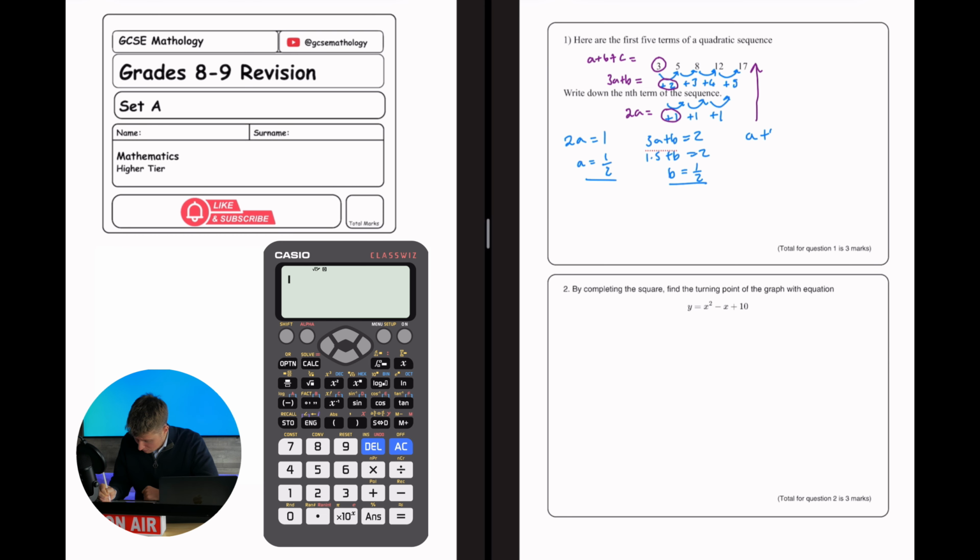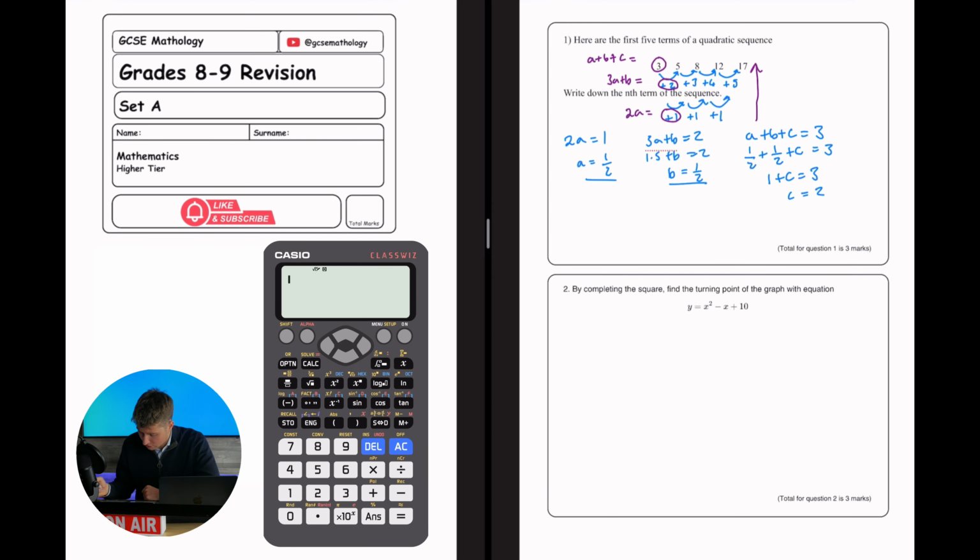And we know that a plus b plus c is equal to 3. We know that a is a half plus b, which is a half, plus c equals 3. A half plus a half is equal to 1 plus c equals 3. Subtracting 1 from both sides, c is equal to 2.